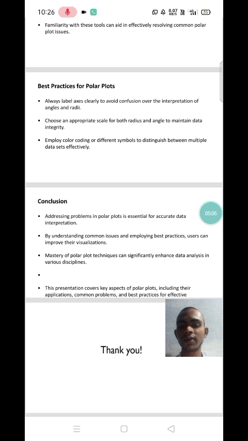This presentation covers key aspects of polar plots, including their applications, common problems, and best practices for effective use.